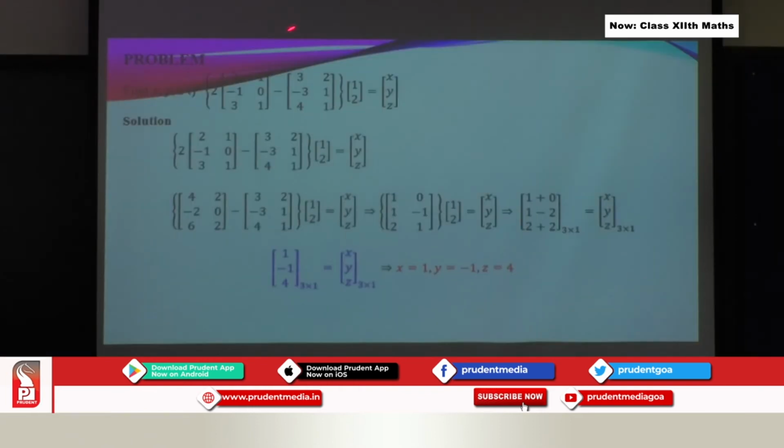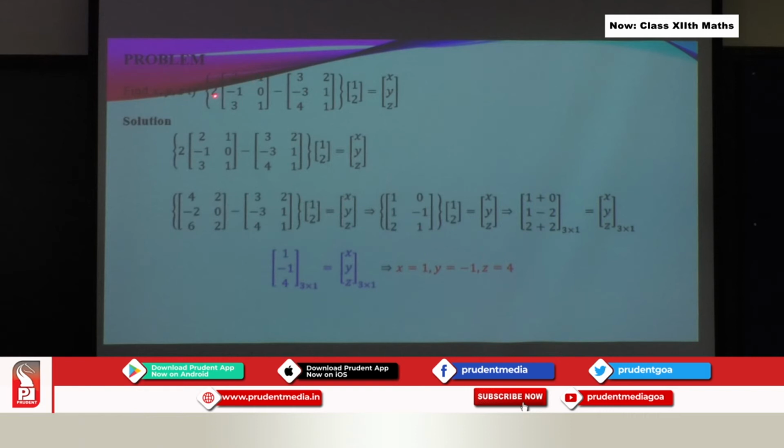Now here, the next kind of problem. Find x, y and z if you get this kind of equation. Now here the BODMAS rule comes into the picture. What your BODMAS rule says is you need to solve brackets first, right? So you can see there are two matrices here in brackets. So what I'll do first is solve those matrices.